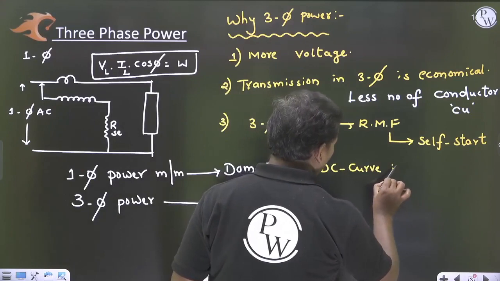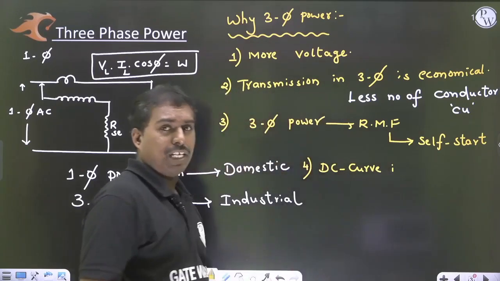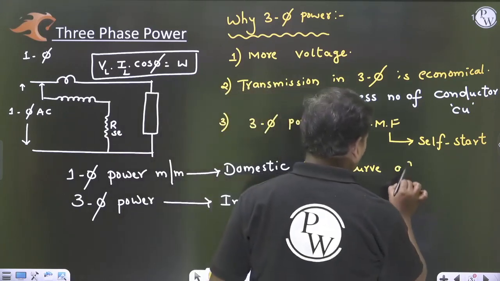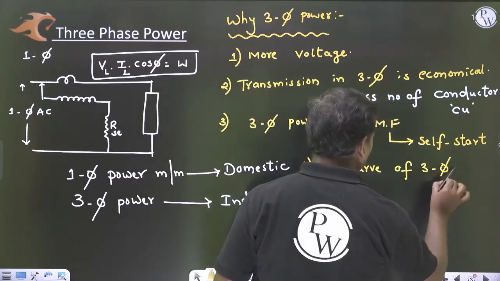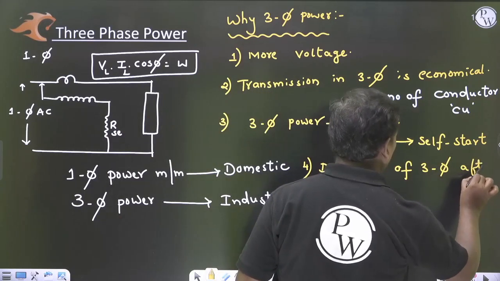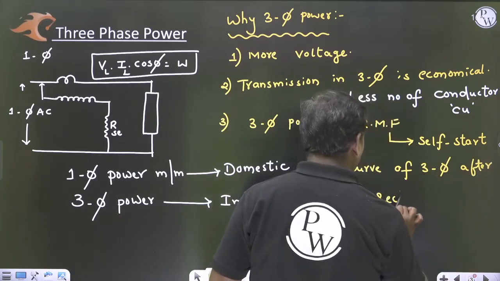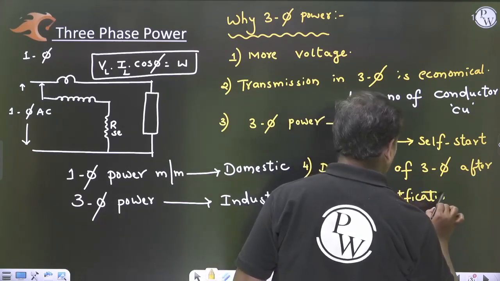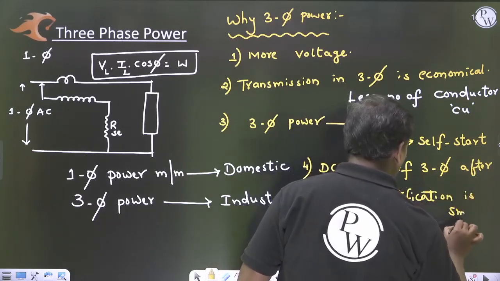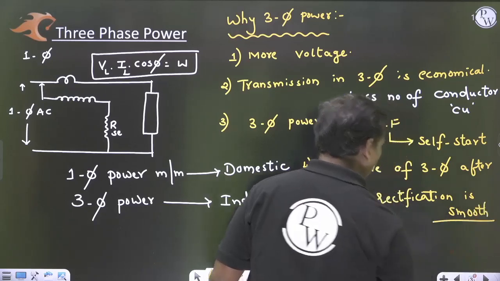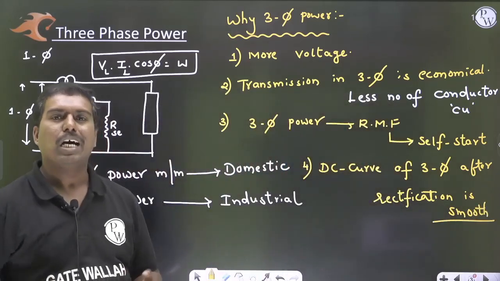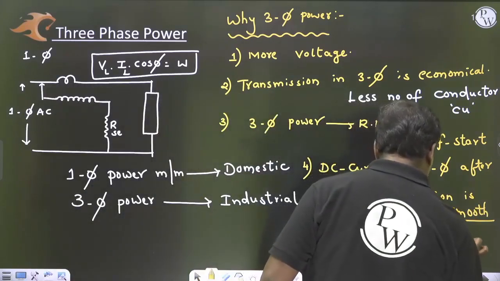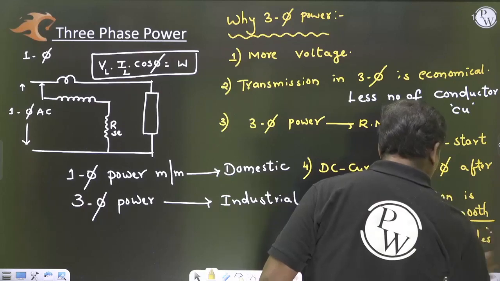DC curve, that means after rectification. DC curve of three phase power after rectification is smooth. Yes or not? Comparatively single phase is not smooth. The smooth means what? Low ripples. That is most important, low ripples.